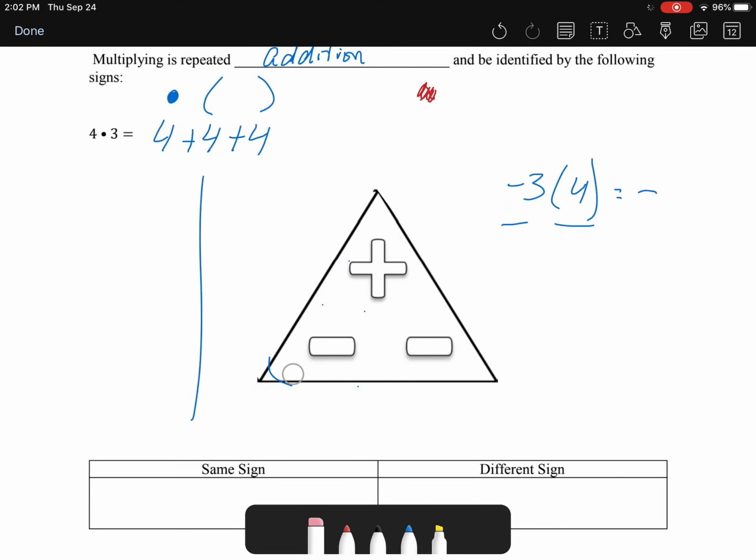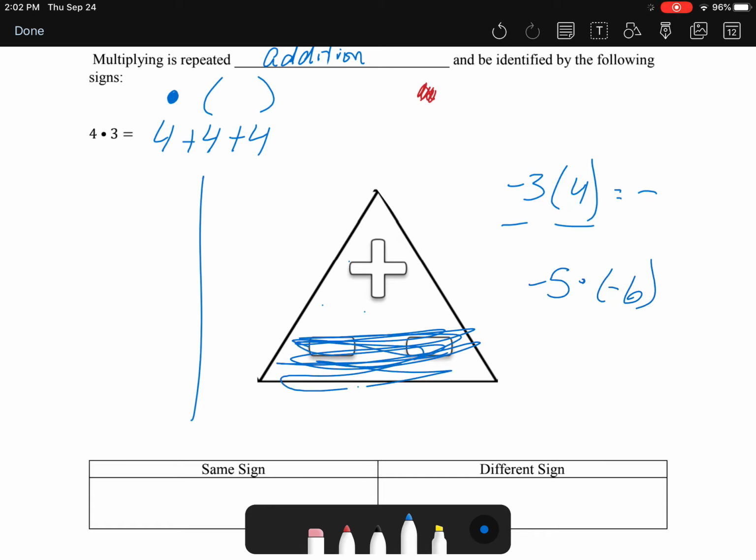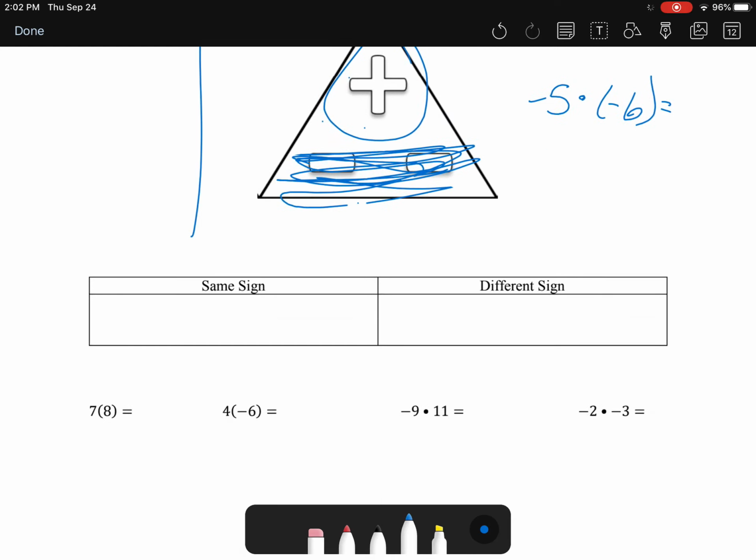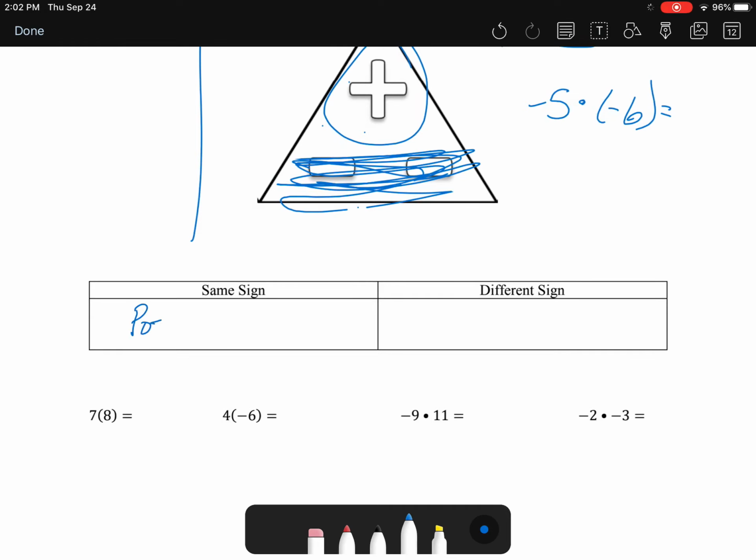Let me show a different example. Let's say I have negative 5 times negative 6. Now I have 2 negatives, so I'm going to cover up the 2 negative side. What is left over is this plus. My answer is going to be positive whatever 5 times 6 is. Really, though, the big rule to remember: if you have the same sign, your answer is going to be positive. If you have different signs, your answer is always going to be negative.